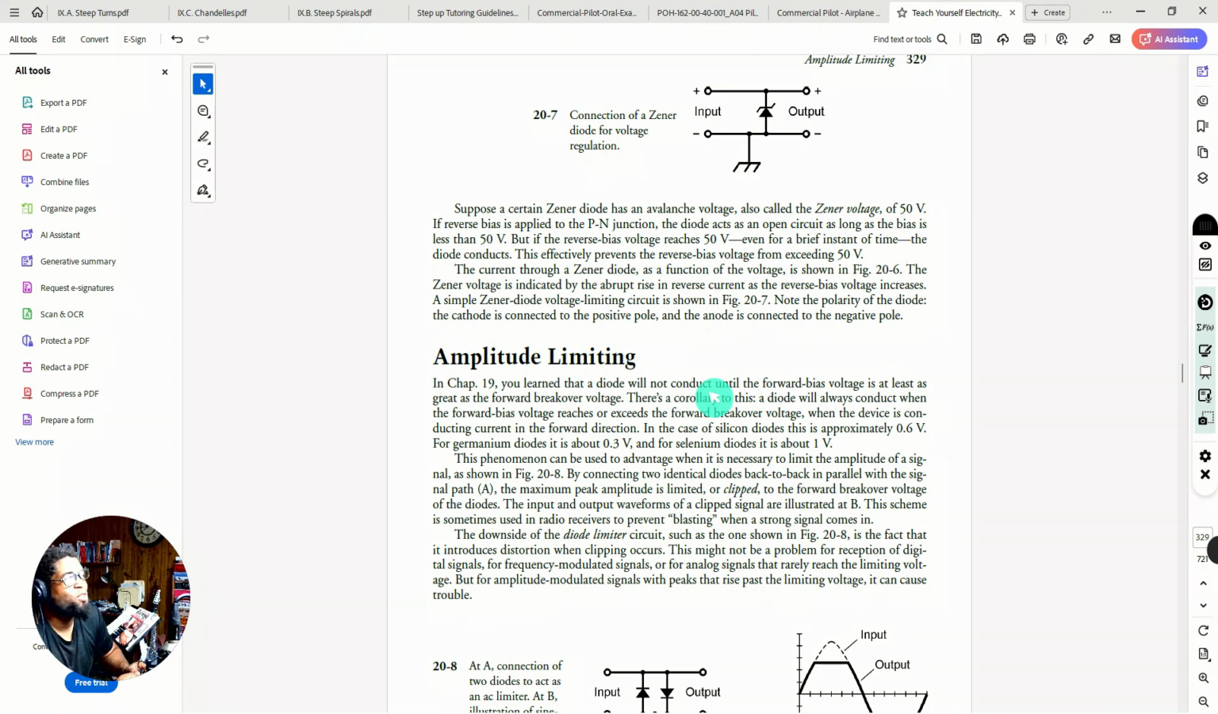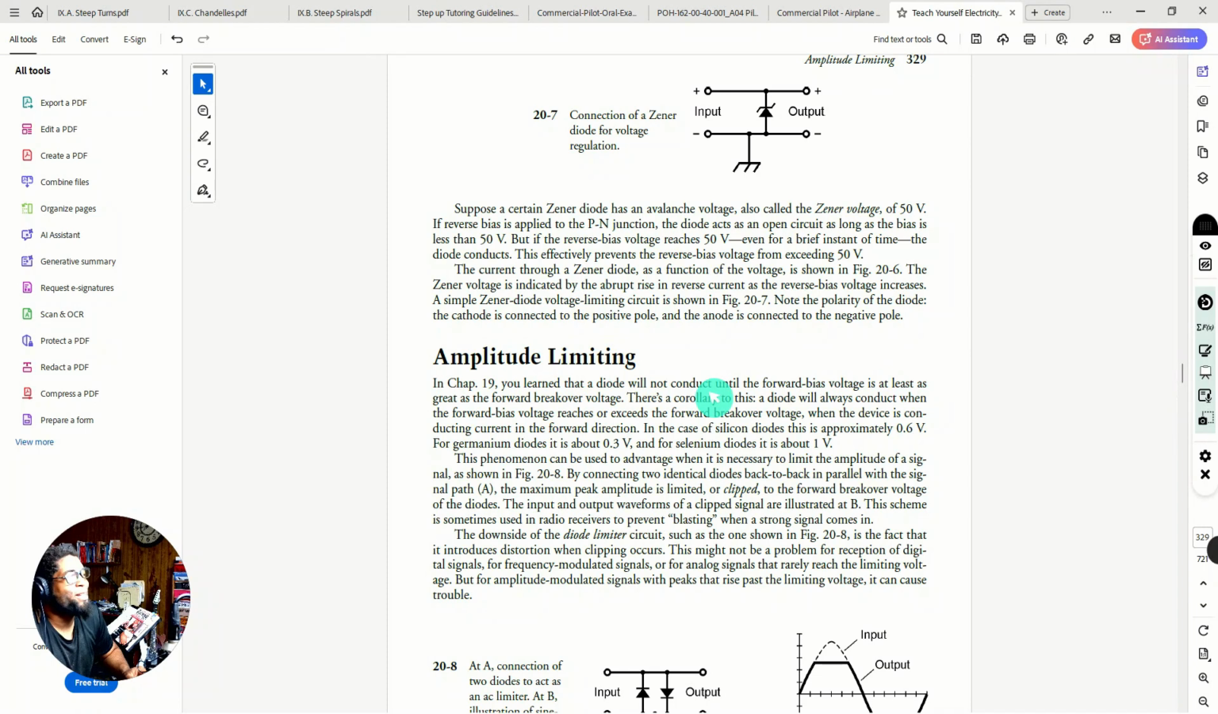But if the reverse bias reaches 50 volts, even for a brief instant of time, the diode conducts. So once it hits that 50 volts, the diode conducts. This effectively prevents the reverse bias voltage from exceeding 50 volts. That is how a regulator operates. Basically, the diode won't pass anything other than that specific voltage that it was manufactured for. Anything less than that, it won't conduct. Anything more than that, it won't conduct.